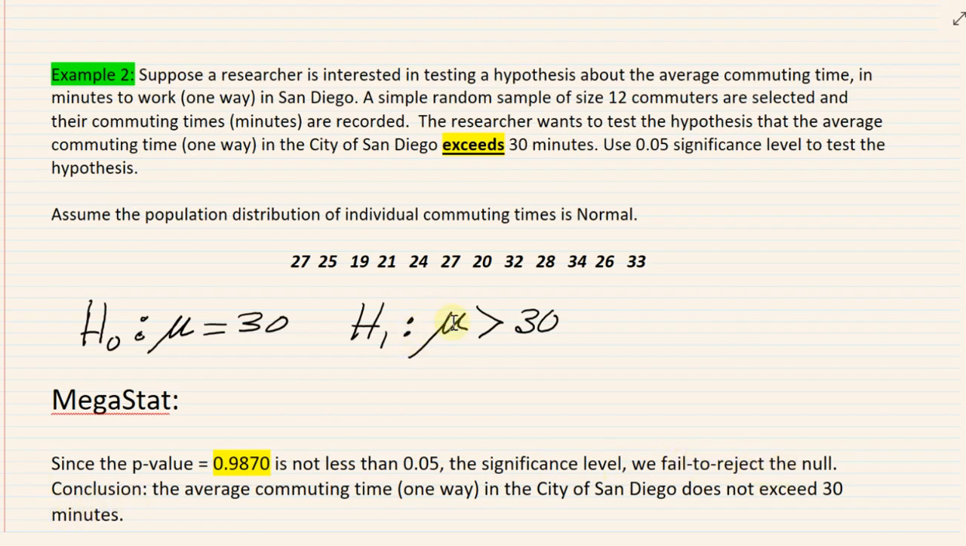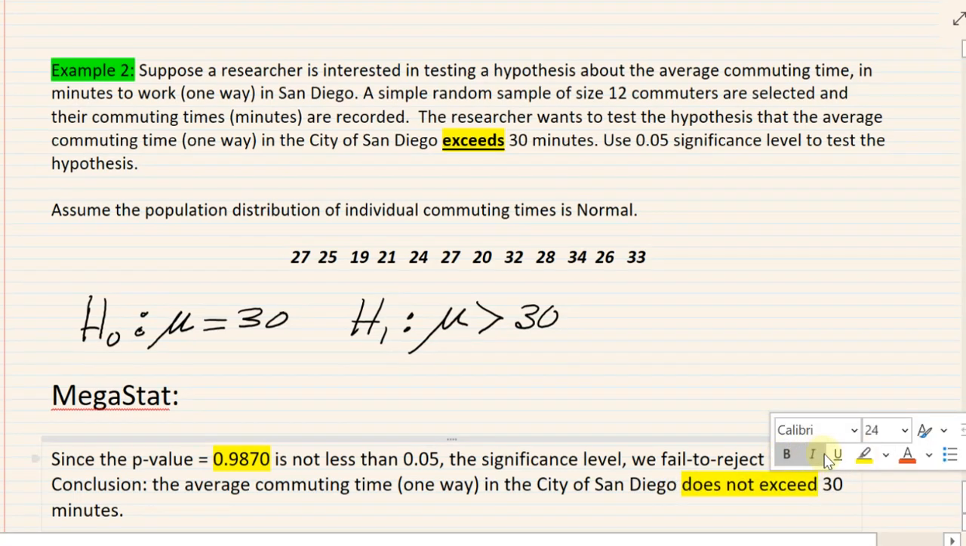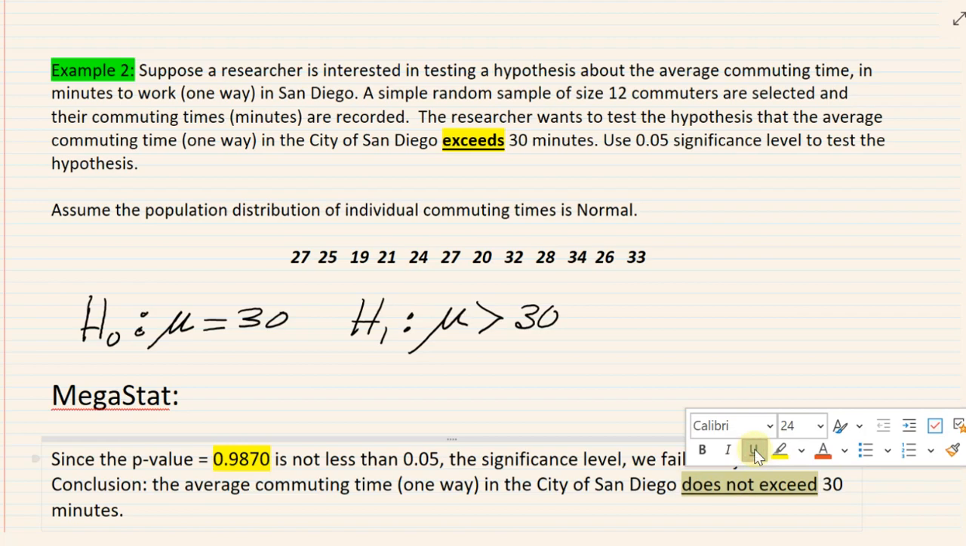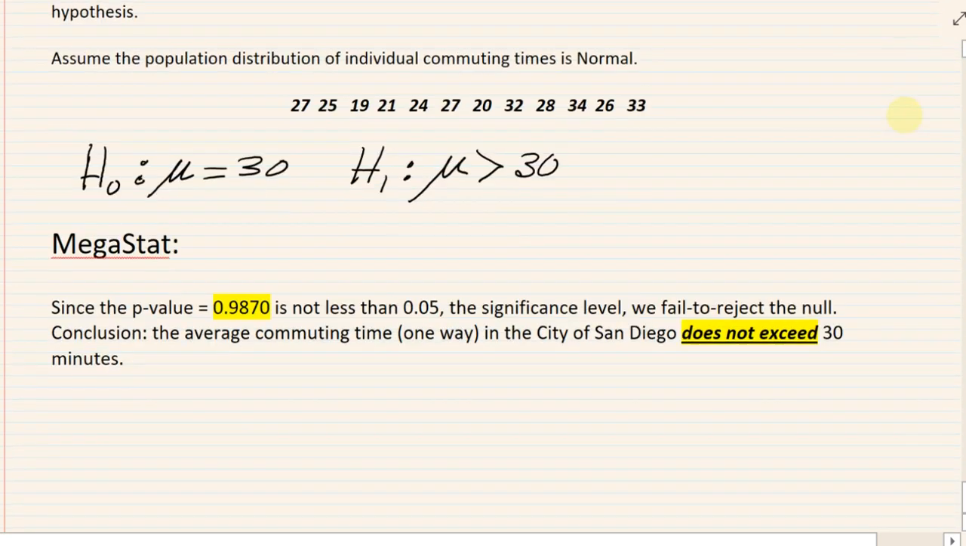So what are we going to conclude? See, we failed to reject this. The researchers were hoping for this. They could not gather evidence for it. The null said, see, I told you, it doesn't exceed. The status quo holds. The average commuting time one way does not exceed 30 minutes. Maybe I just highlight, boldface, underline, all of the above. And there you go. But whatever it is, it does not exceed it. And that's how we test this hypothesis.